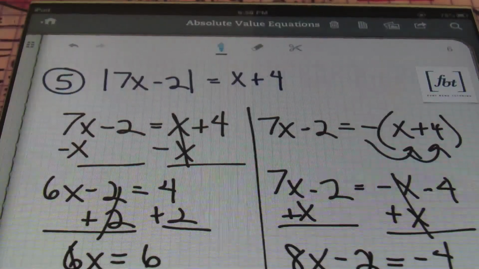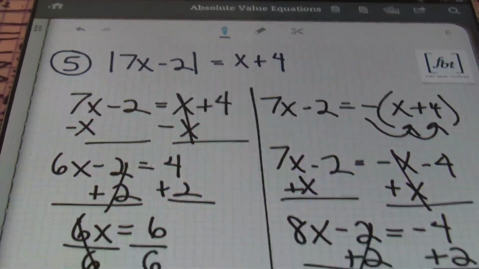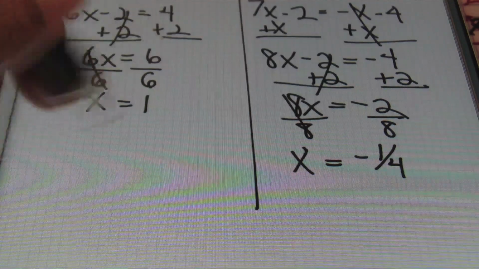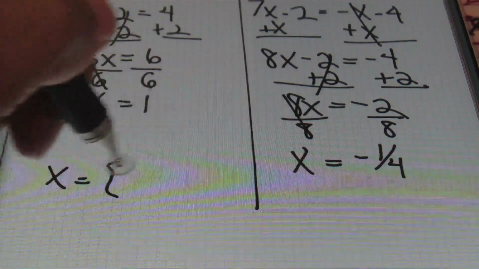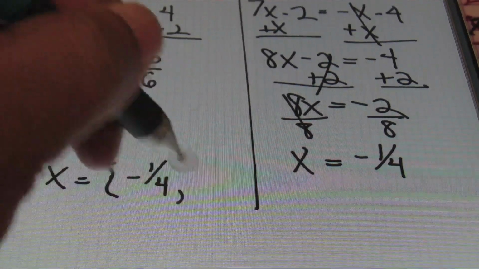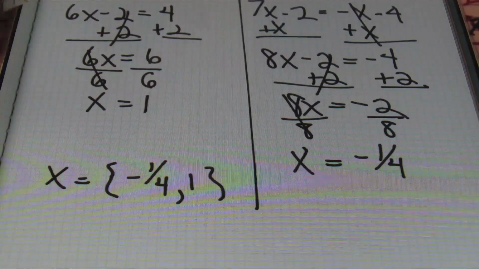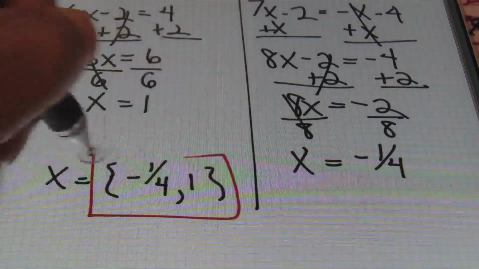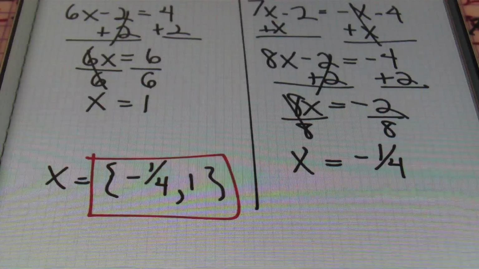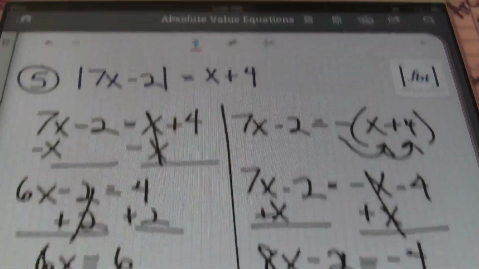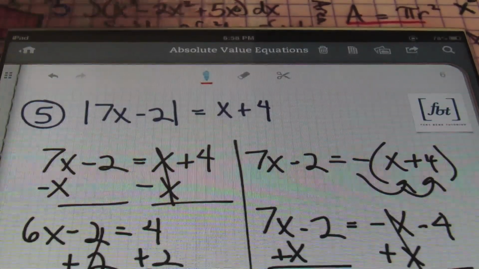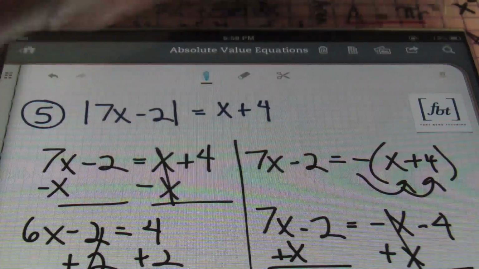on the left-hand side, which means both solutions will work, ladies and gentlemen. So my solution set for problem number 5 is going to be, I'll give a brace here, negative 1/4 and 1. That's it. They both work in the original equation. But like I said, you always want to check to make certain, ladies and gentlemen, okay? So that's problem number 5. All right, good stuff. Let's keep it moving.